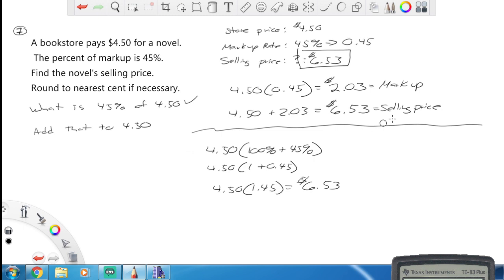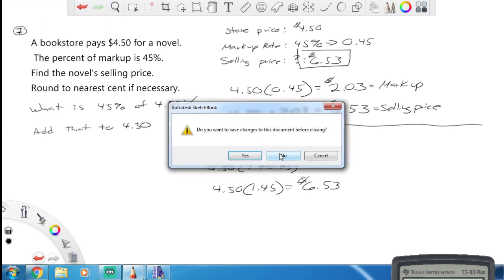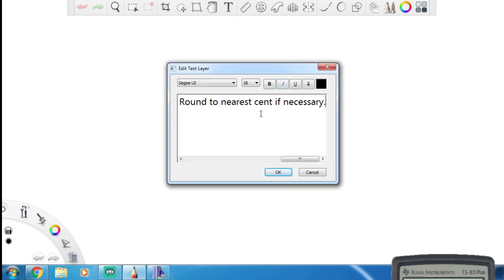Yeah, I'll do discount ones. I want to do 8, 9, and 10 today at least. I'll give you that. But let's get a text layer going.